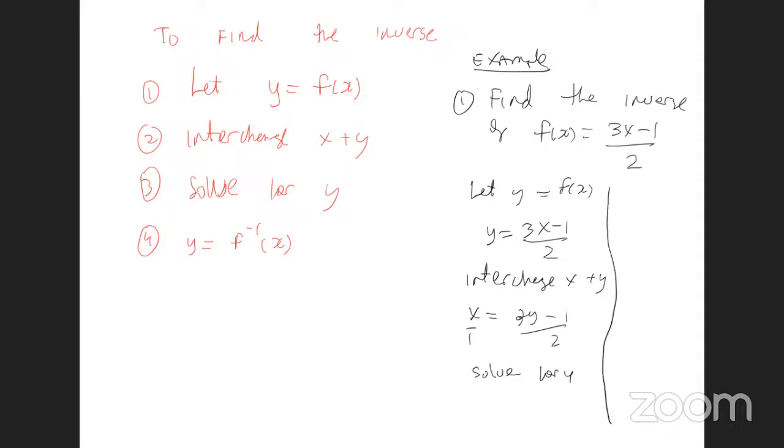Cross multiply one time, you'll get 3y minus 1 is 2x. 3y is 2x plus 1. Or y is equal to 2x plus 1 divided by 3. Okay? So that is your inverse. 2x plus 1 over 3.